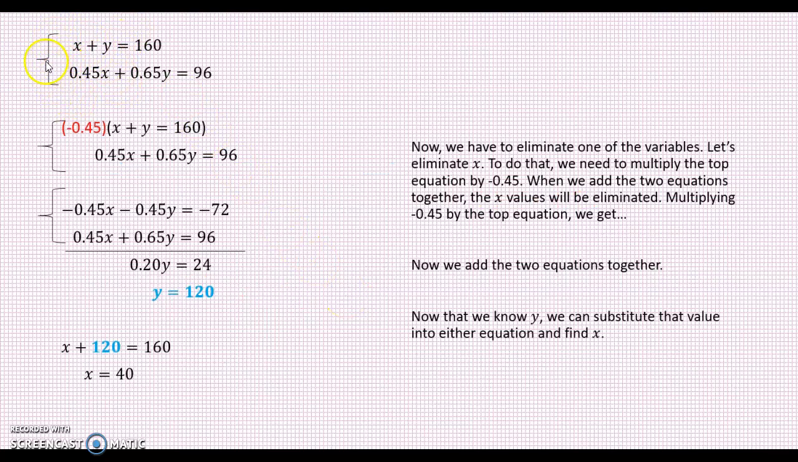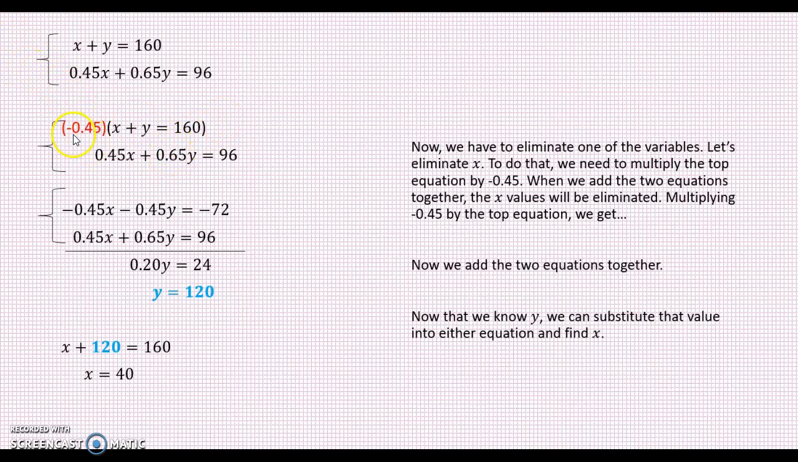We have our two equations. We want to try to eliminate one of the variables, so let's just choose X. Remember, when we add the two equations together, the X values have to cancel out. We have 0.45X in our second equation, so if we multiply the top equation by negative 0.45, when we add our two equations, the X's will cancel out. Remember, we have to multiply the 0.45 times everything in the equation.